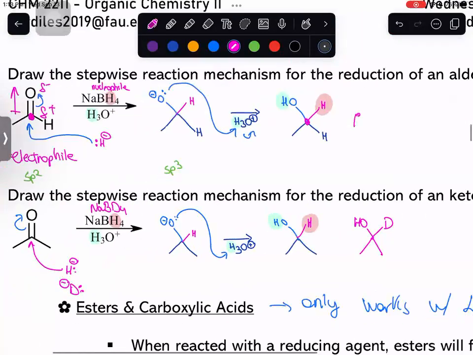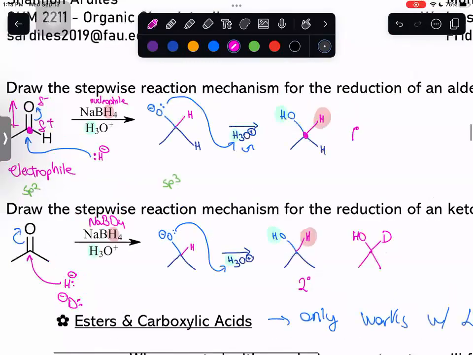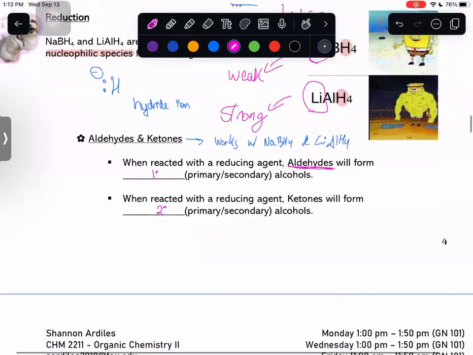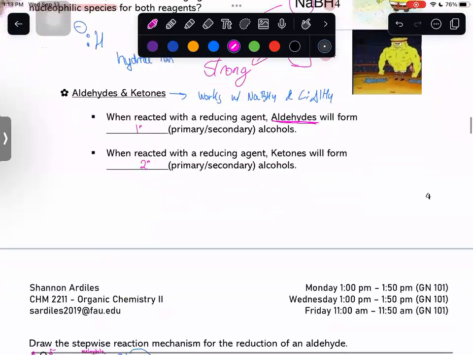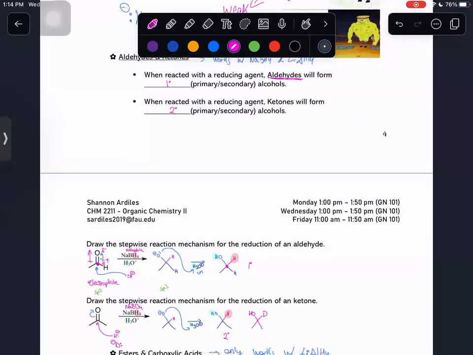What about the ketone one? Primary or secondary? Secondary, exactly. So that's always going to be a pattern that you're going to see for reductions with the sodium reagent, okay? Aldehydes always get converted to primary alcohols. Ketones always to secondary alcohols. Okay, so far, questions on those 2 reactions?